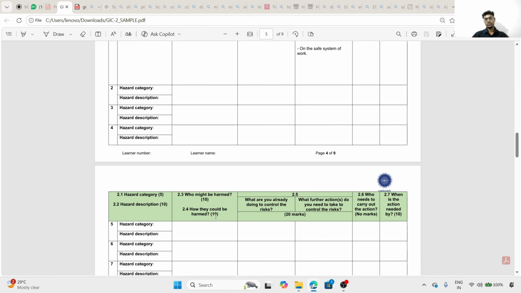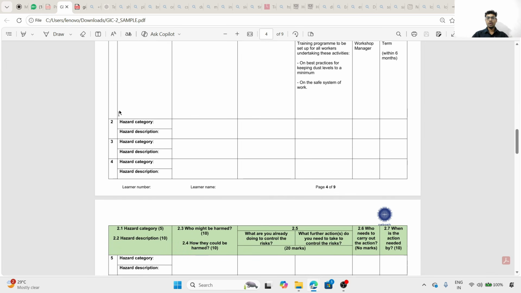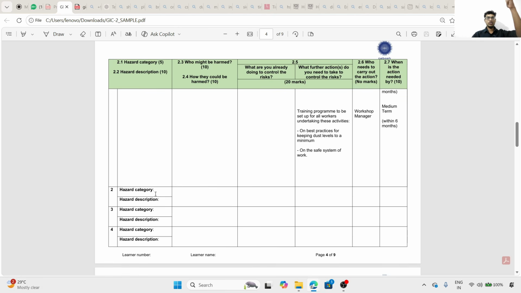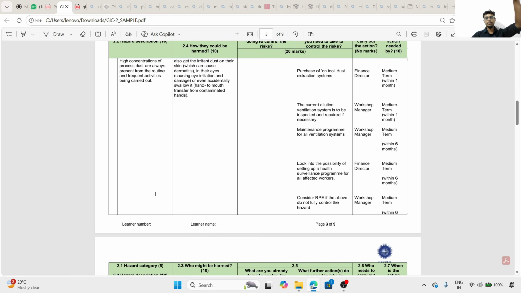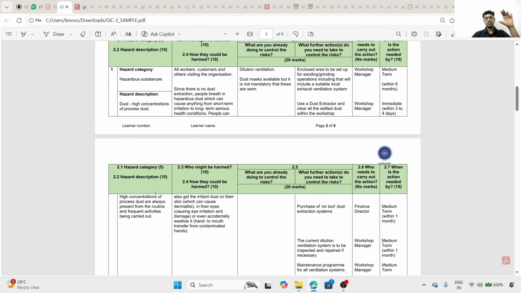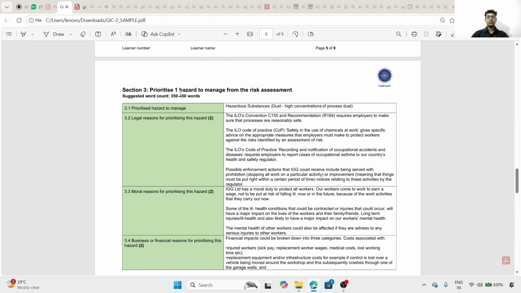The paper who checks. Okay, now we go for section 3. Now in section 3, what happens is you will mention around 10 hazards. The main hazards shall go up, and following that the hazards that are less dangerous should go down. So at the very top you should mention the very dangerous hazards and everything. So that from them you select one hazard. So prioritize one hazard to manage from the risk assessment.